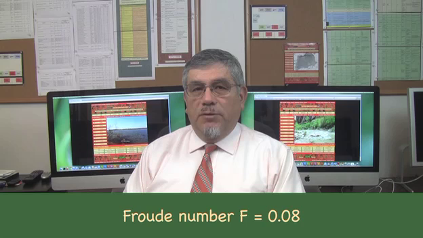Initiation of motion is the threshold at which bed material sediment particles start to move in open channel flow. This threshold is important in channel design in order to assure sediment movement and avoid clogging. The Froude number F equal 0.08 has often been taken as a minimum value to prevent clogging.